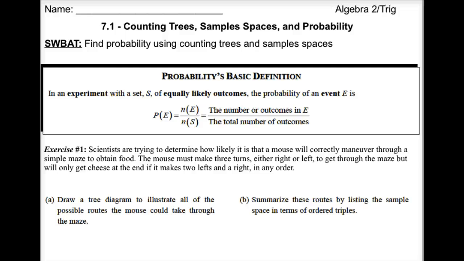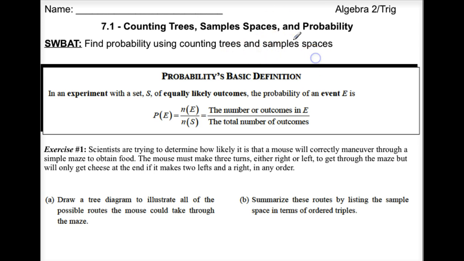You made it to 7.1, which is counting trees, sample spaces, and probability. Our objective today: students will be able to find probability using counting trees and sample spaces.